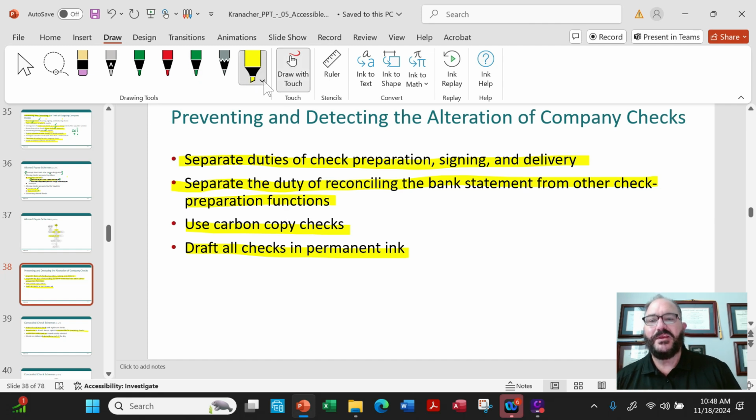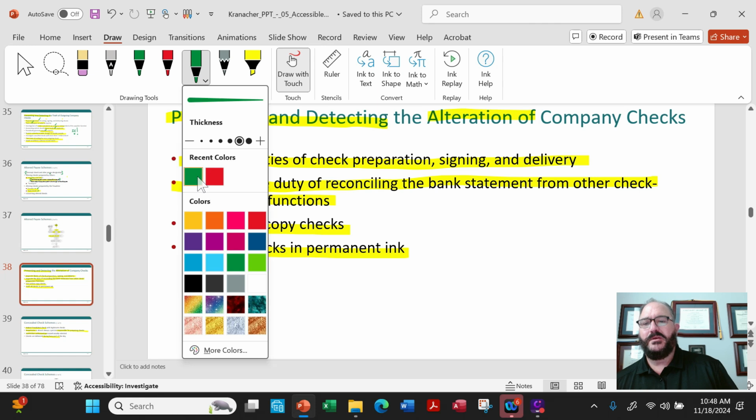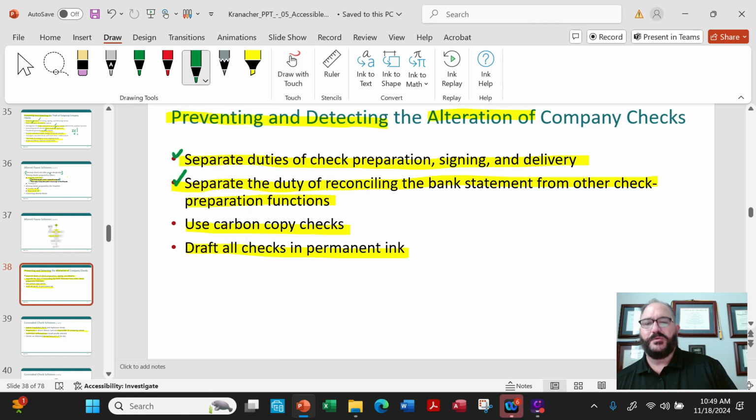Preventing, again, like I said before, this is kind of like audit. Now we're preventing and detecting alteration. Again, notice separate duty. Carbon checks, I think they're dreaming. I haven't seen these in ages. This is old. I haven't seen carbon checks in I can't even tell you how many years. I think since the 80s. Draft all checks in permanent ink. Well, that goes without saying.